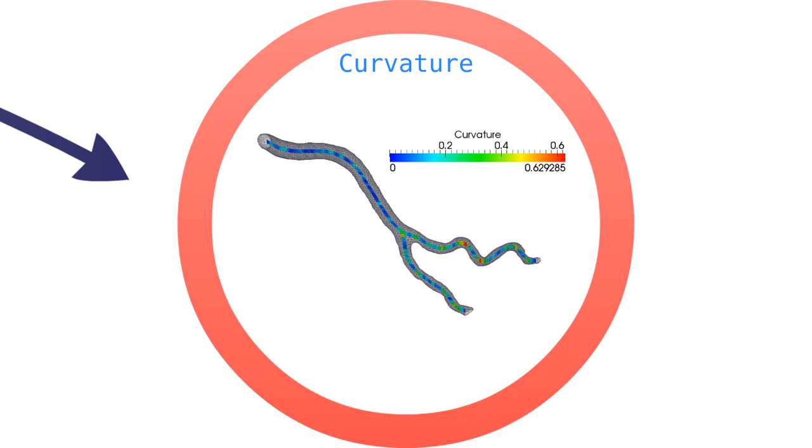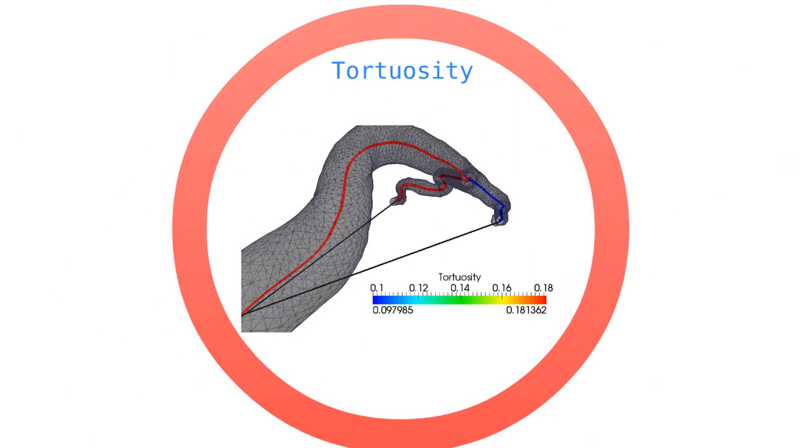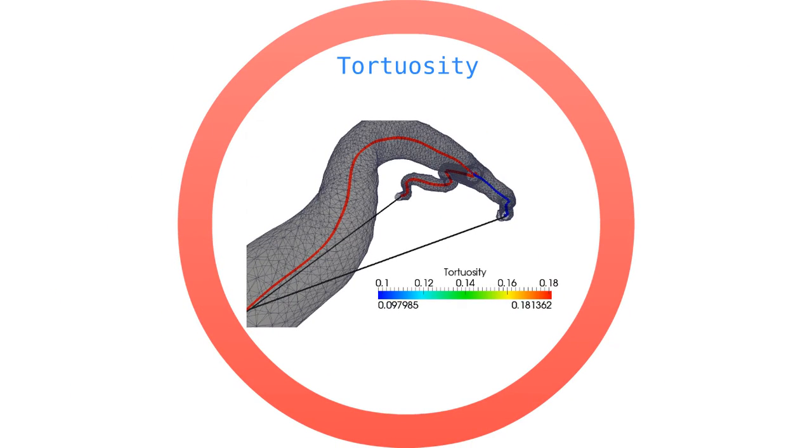Then we had the opportunity to compute the curvature, which basically quantifies how much the vessel under analysis changes with respect to a straight pipe, and the tortuosity, which basically quantifies how the change in the direction of the path of the vessel influences the length of the vessel itself.